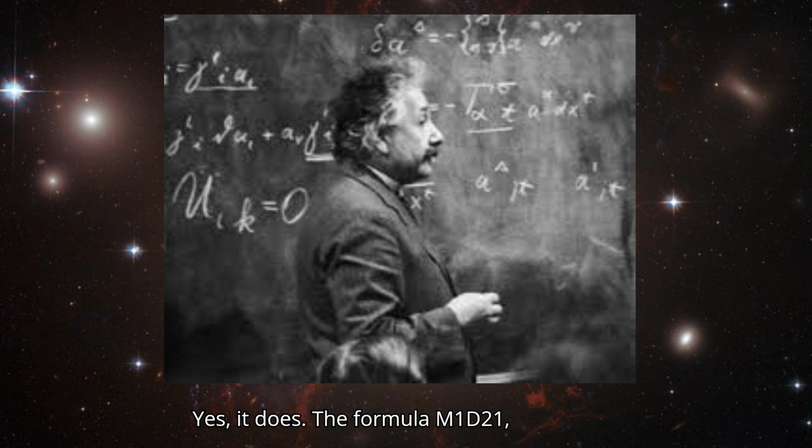Yes, it does. The formula M1D21, which is a variation of Kepler's law of planetary motion, allows us to calculate the gravitational force between two objects, such as the Sun and Earth. This formula gives us the distances at which the gravitational forces of these objects meet and interact. However, it's important to note that this formula is not meant to provide any deep physical meaning or explanation, but rather to provide a mathematical relationship between the masses and distances of the bodies in question.